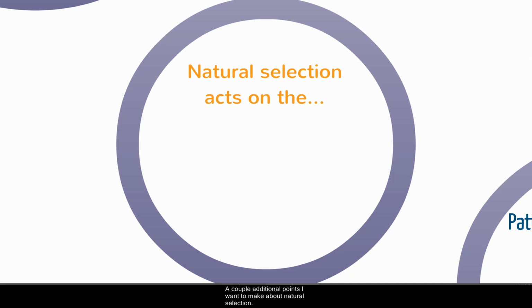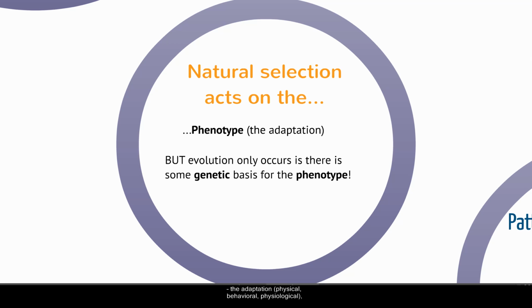A couple additional points I want to make about natural selection. Natural selection acts on the phenotype, the adaptation, physical, behavioral, physiological. But evolution only occurs if there is a genetic basis for the phenotype. So if a white rabbit trips and falls and lands in a mud pit and is able to live 2 years longer because it's covered in mud than other members of its population, and it has more babies, it's not passing on the trait of darker colored fur, and so that's not natural selection.